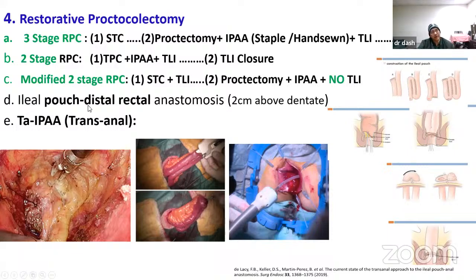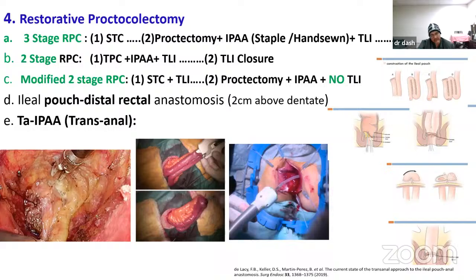We can do an ileal pouch distal rectal anastomosis, that is 2 centimeters above the dentate line. Some people have done it, and I think I have seen some of the inexperienced people at the starting point of their career actually tend to do it inadvertently while doing a pouch anal anastomosis, because the problem is the contour of the stapler which divides the rectum. It's very difficult to reach the lowermost level.